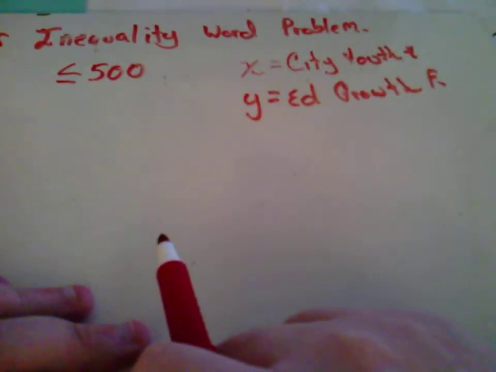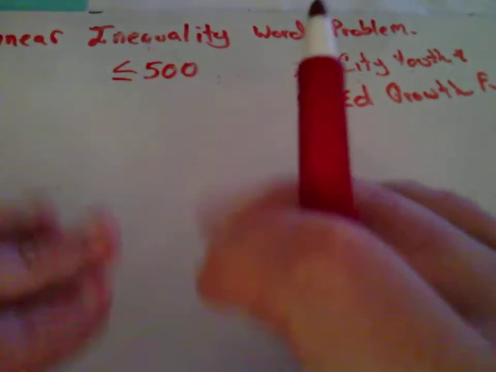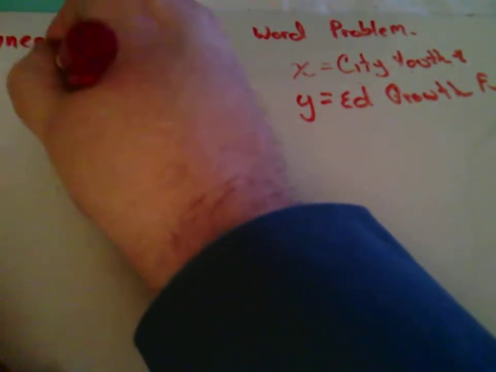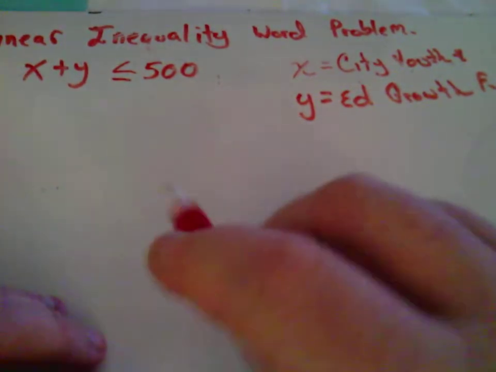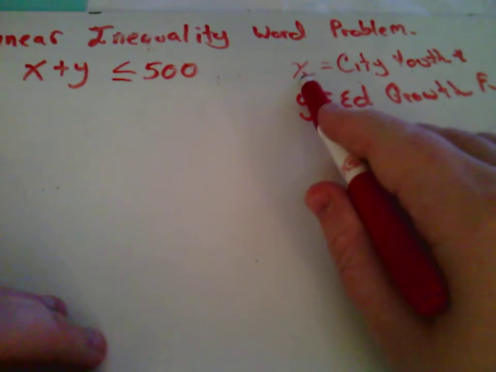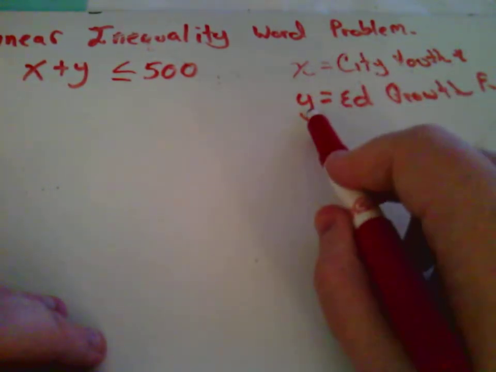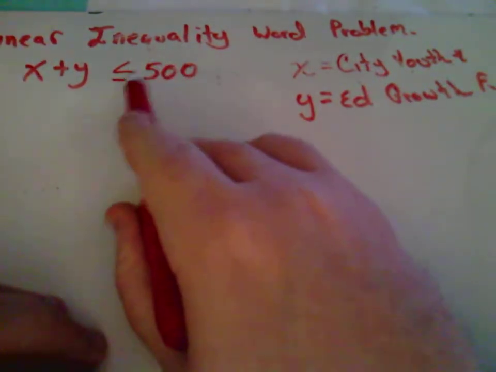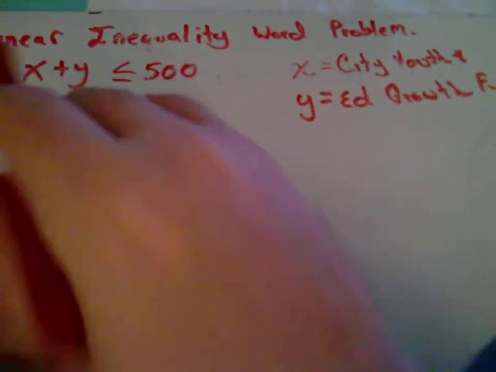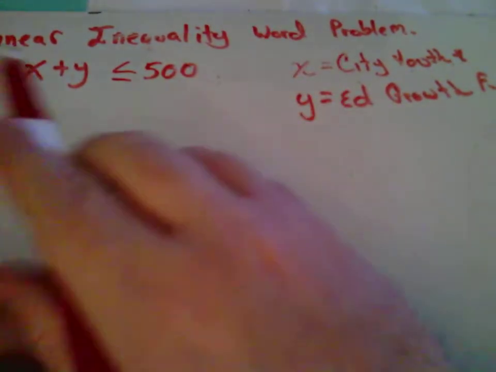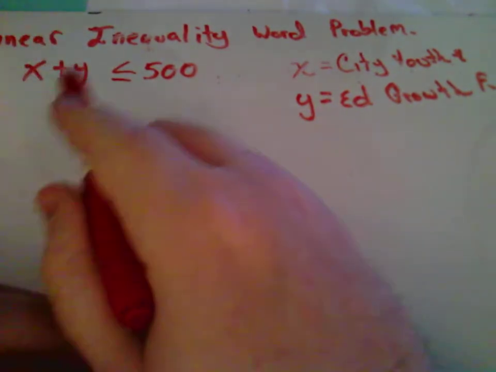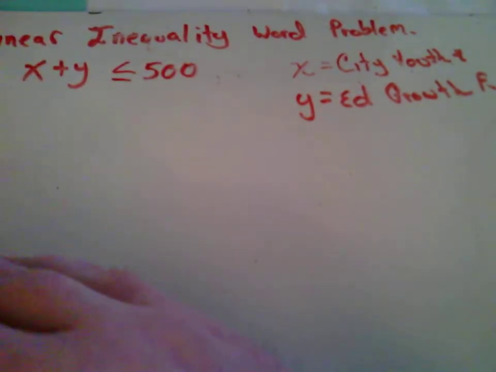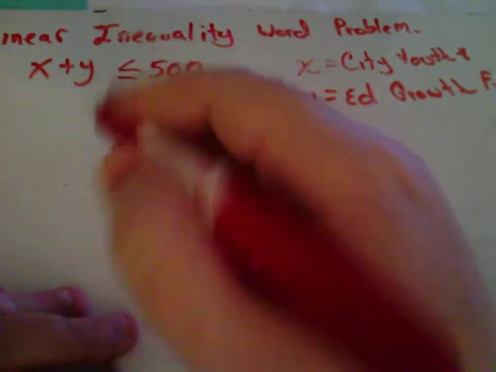Okay, so the money will be divided between the two charities. We have our first inequality already. X plus Y is less than or equal to 500. How did we come to that? Well, the amount of money, X, for the City Youth Fund, plus Y, the Educational Growth Foundation, will not exceed $500. So if we donate $200 to the City Youth Fund, then we can donate up to $300 to the Educational Growth Foundation. X plus Y is less than or equal to 500. If you have any questions about that, please let me know. I'm going to move on.